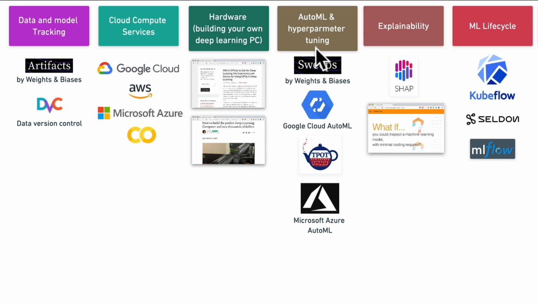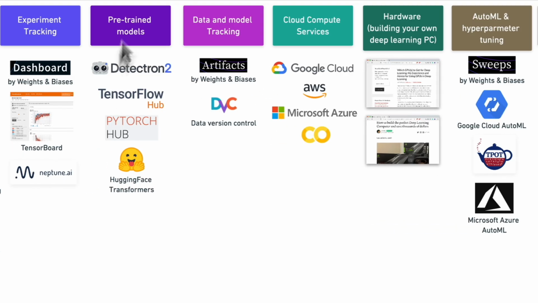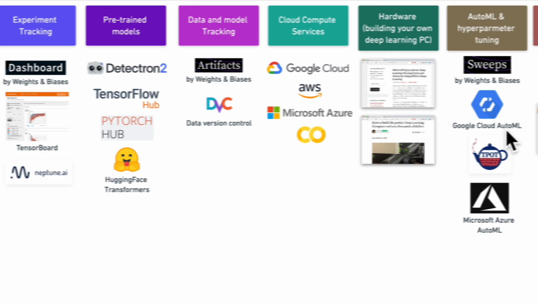AutoML and hyperparameter tuning: if you want to improve the settings on your model, or if you want to build an automatically generated machine learning model, there are tools for that out there. It's very rare these days, actually, unless you're a hardcore researcher, to build your own machine learning model from scratch. You would more so use transfer learning or AutoML.